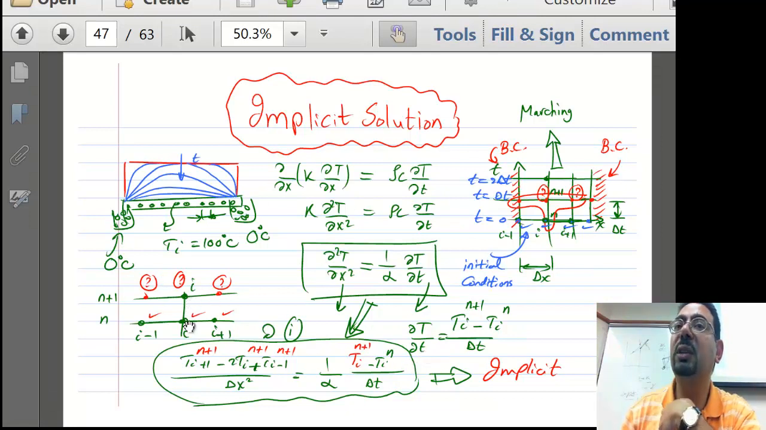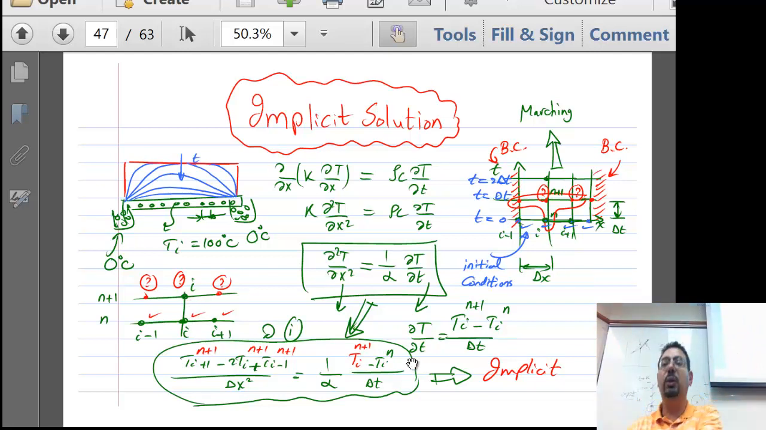Why is this happening? Because rather than writing it over here at j, you're writing it at j plus 1. So this formula gives me the new temperature, but not explicitly. It gave it to me in terms of an equation. I mean, I have the T of i at j plus 1 here in this equation, but together with the other two neighbors in the future too.